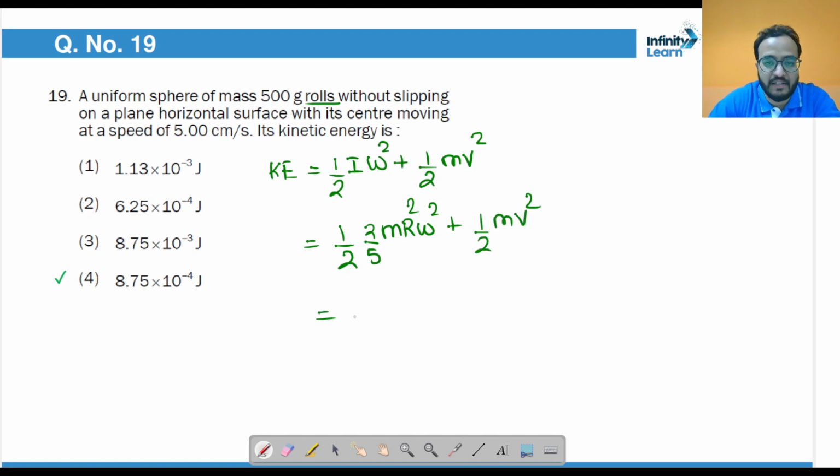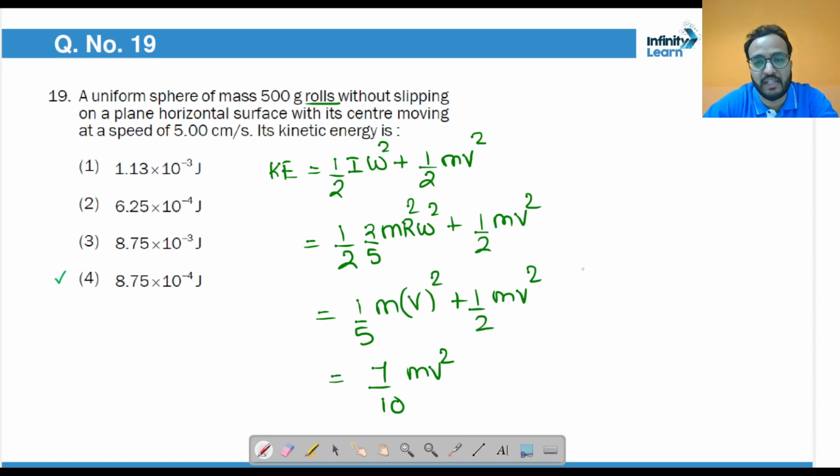I guess everything is given, so it will be 1 by 5 m into r omega is v, so v square plus 1 by 2 mv square. So it is how much? 7 by 10 mv square. Now just put the values and you will get the answer, right? Don't forget to convert grams into kg and centimeter into meter. Cool. If you don't forget to do this, then your answer will definitely come out correctly this much.